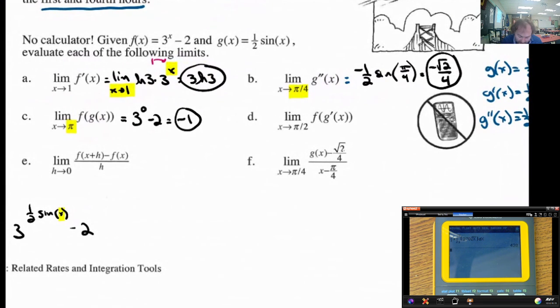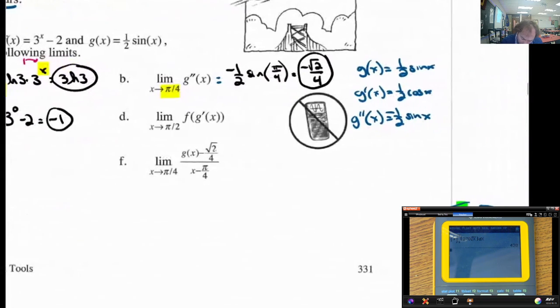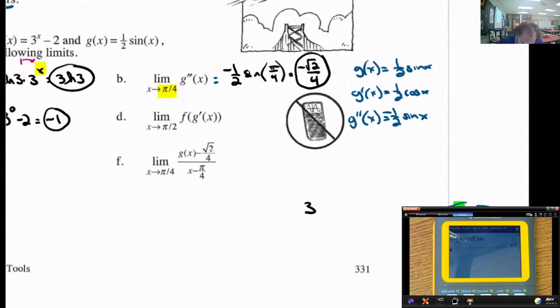D is asking for f of g prime of x. Okay, so f of g prime of x would be 3 to the 1/2 cosine of x power minus 2. And this time we're going to plug in pi over 2 for x into that problem.